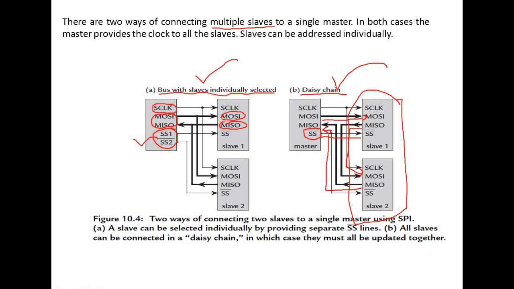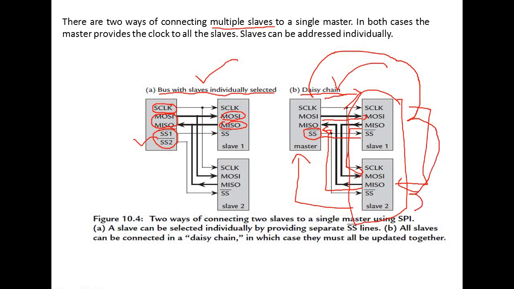Here, the MISO pin of the first slave is connected to MOSI pin of the next slave in the chain. And the MISO pin of the final slave is connected to the MISO of the master. In this method, all the shift registers inside each device are connected into a single long loop. And the slave selection pin in the master is connected to all the slaves.